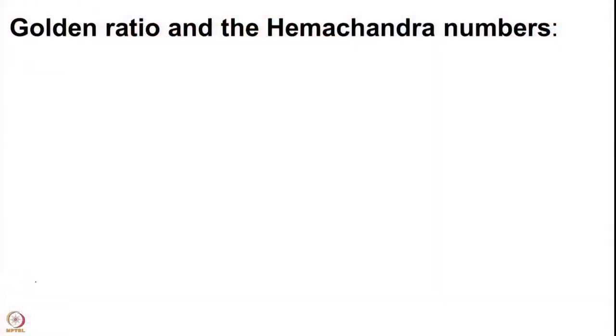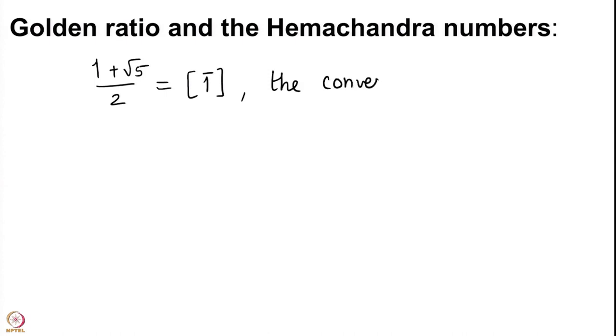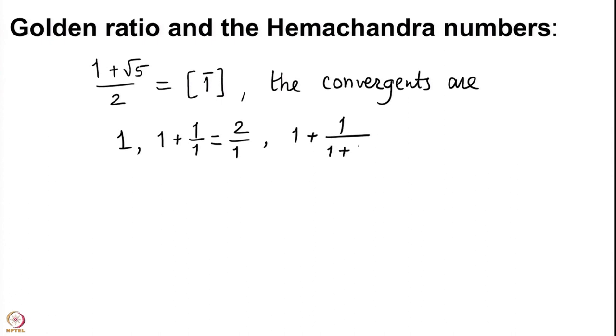I will just quickly tell you one more thing about what are called Hemachandra numbers, or which are more commonly known as the Fibonacci numbers. So, if you wanted to compute the convergents to this 1 plus root 5 by 2, we have noted that this is simply 1, 1, 1, 1 repeated. The convergents are: the first one will simply be 1, the next one will be 1 plus 1 by 1, which is 2 by 1, and the one after that will be 1 plus 1 upon 1 plus 1 upon 1, which is 1 plus 1 by 2, which is 3 by 2.